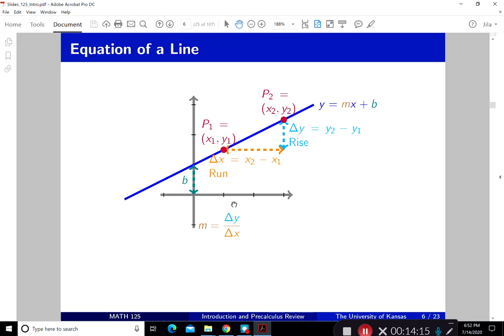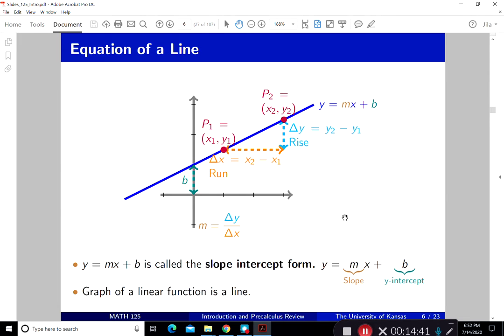The equation of the line, the slope intercept form, is going to be y equal to mx plus b, where b is basically the y intercept of the line. This is called slope intercept form. There are other forms, but basically you can always simplify to slope intercept form. And the other thing to notice is that the graph of a linear function is a line.